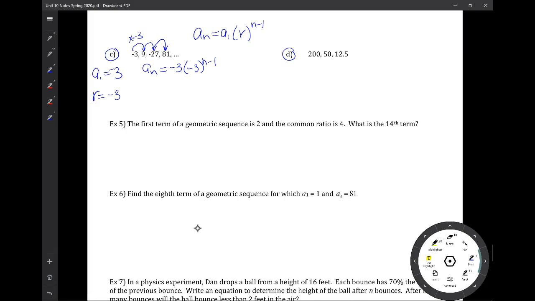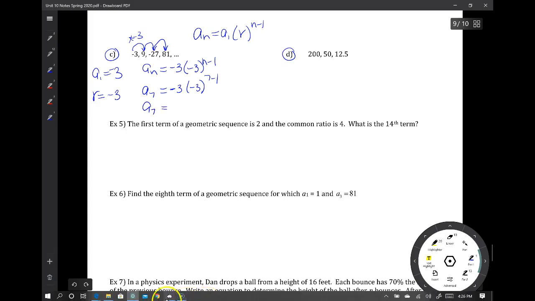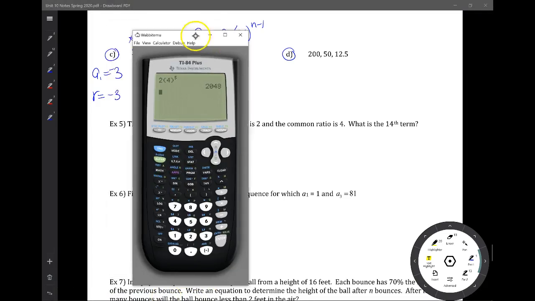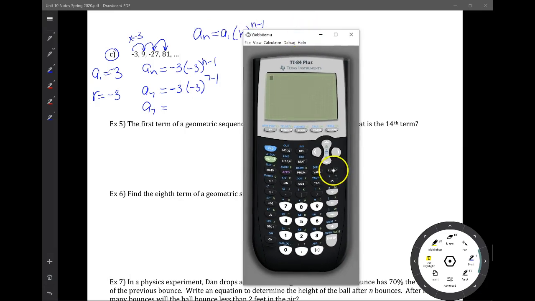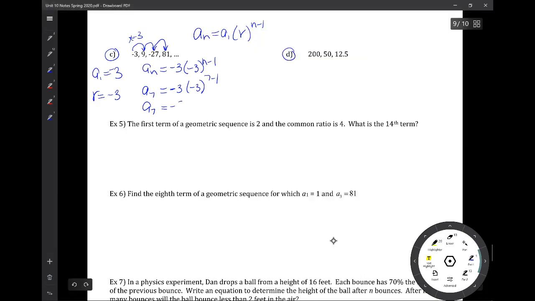And then if I want to use that to find the 7th term, I just have to plug in a 7. I can type that in my calculator exactly as I see it. So if I bring up my calculator, -3 parentheses -3, close it, raise it, 7 minus 1, enter, and there you have it. That would be the 7th term of the sequence.